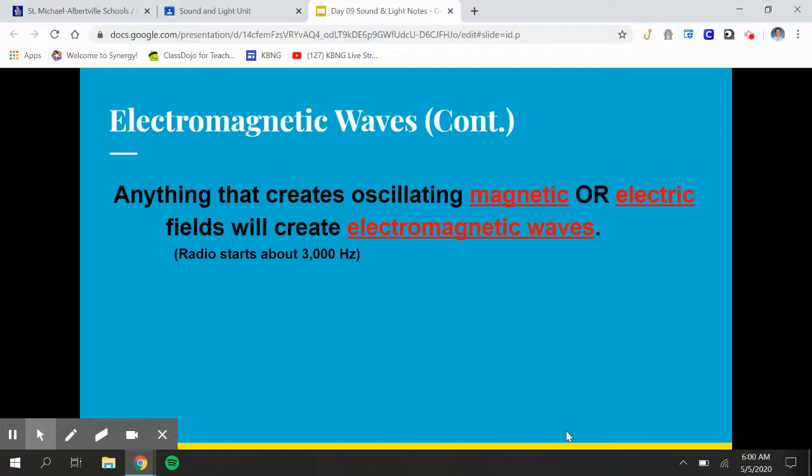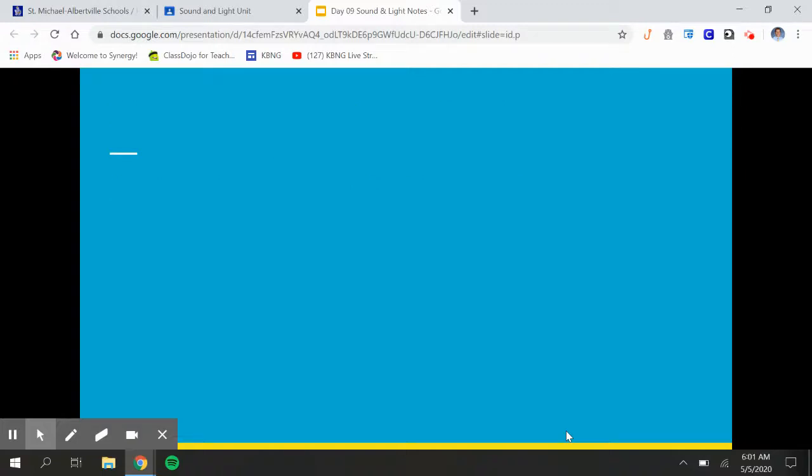Anything that creates oscillating magnetic or electric fields will create electromagnetic waves. There's lots of different things that will create these. And really, radio waves even start at about 3000 hertz. There's lots of different things that can occur with this.